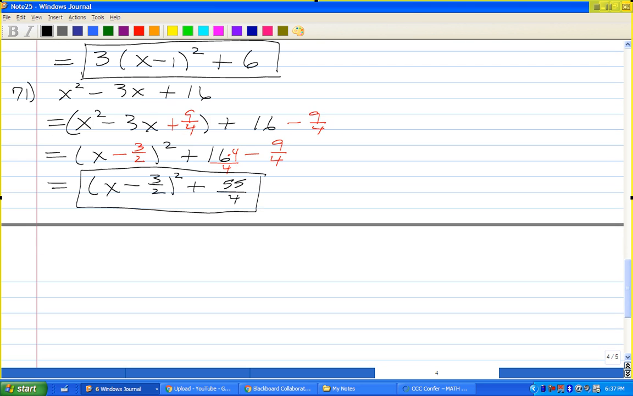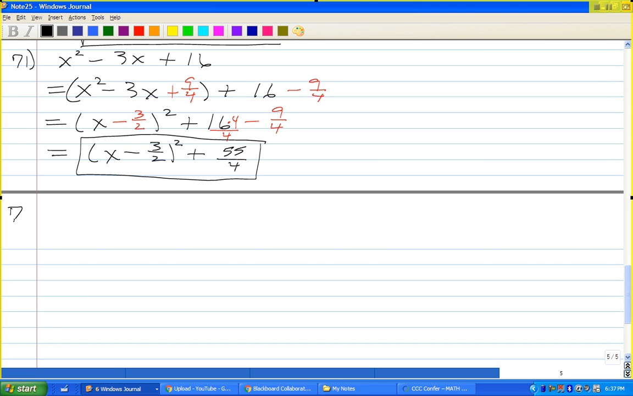Let me do problem number 73. In exercises 73 to 105, solve the equation by completing the square. So I have x squared plus 4x plus 2 equals 0. Subtract 2 from both sides of my equation. So x squared plus 4x is equal to negative 2.